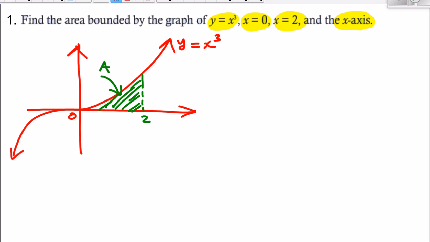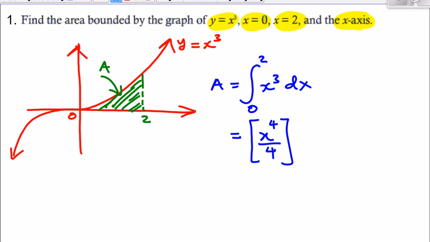Now, we said that area A will just be the definite integral of this function, which is x cubed, from x is equal to 0 to 2, and we are integrating with respect to x. So this will be equal to x to the power 4 over 4, and the limits are 2, 0. This will give us 2 to the power 4 over 4 minus 0. Remember, I'm just plugging in the limits. So you'll end up with 4. Okay.